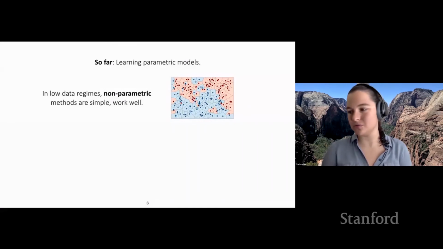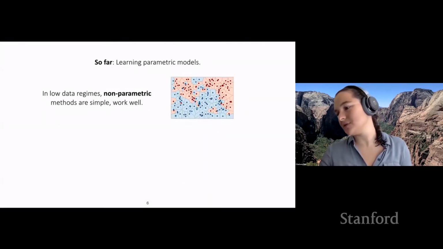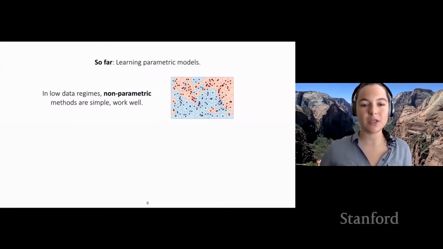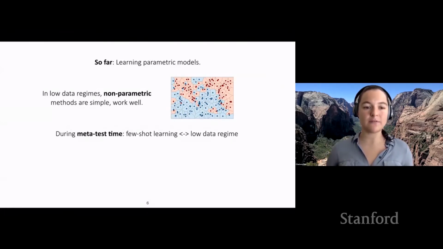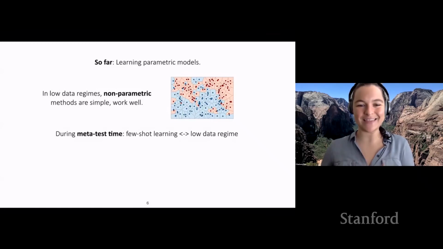approach to learning, where you have some data and you take whatever training data point is closest to your test data point, and you output the corresponding classification. And there are, of course, variants such as k-nearest neighbors and so forth. One critical thing to note is that in the few-shot meta-learning problem that we've been talking about, at meta-test time, few-shot learning is exactly in the low data regime.